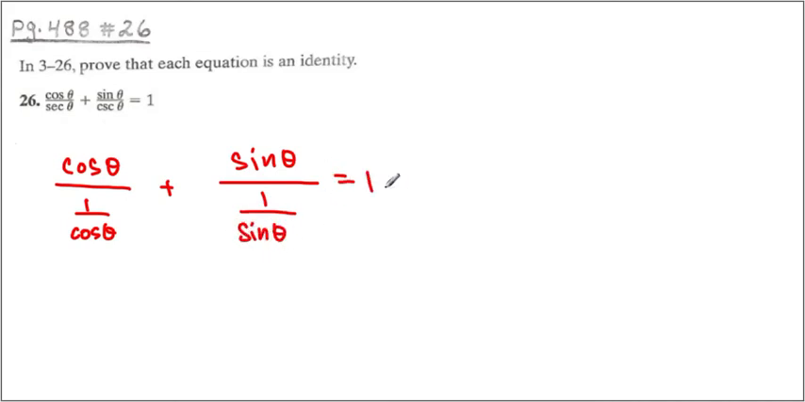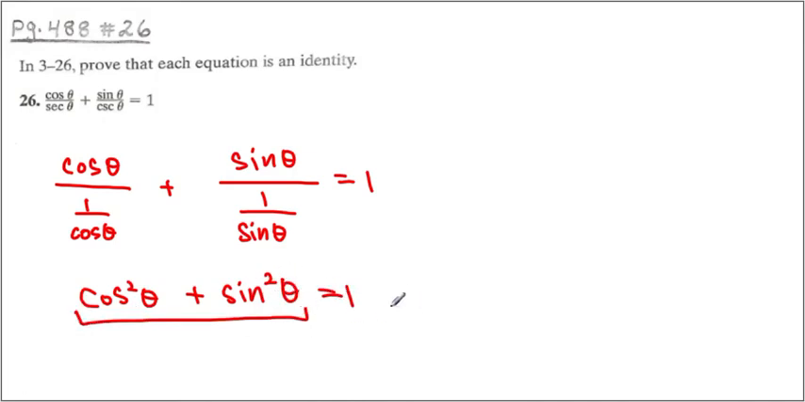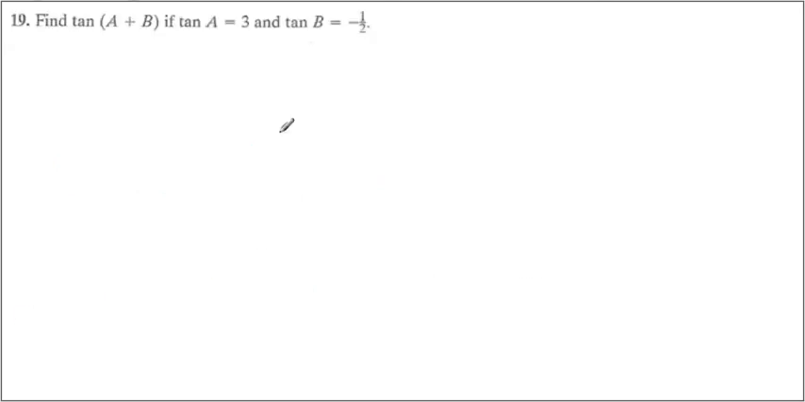Now that has to be equal to 1. But division by a fraction can be expressed as multiplication by its reciprocal. So therefore, this portion becomes cosine squared theta plus sine squared theta, which is equal to 1. But we know that this identity is in fact equal to 1, so therefore, there it goes. Now let's look at the second one.